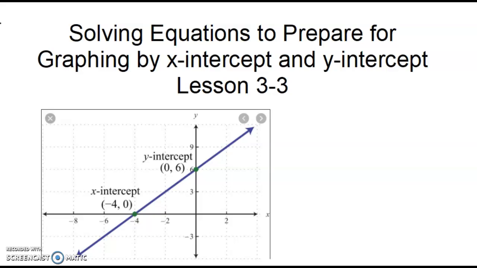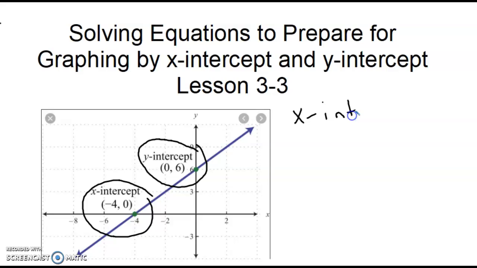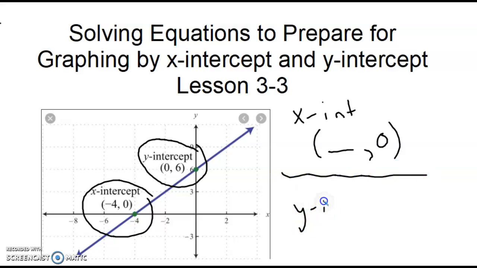So if you see right here, we have an x-intercept and we have a y-intercept, and you'll notice that my x-intercept is right here, and my ordered pair is -4, 0. And then when you look at the y-intercept, your ordered pair is 0, 6. So the first thing I want you to notice is anytime you are looking at the x-intercept, it's going to be some number, 0. And when you're looking for the y-intercept, it's always going to be 0, some number. Those are for the ordered pairs.